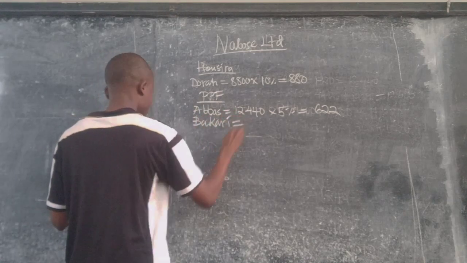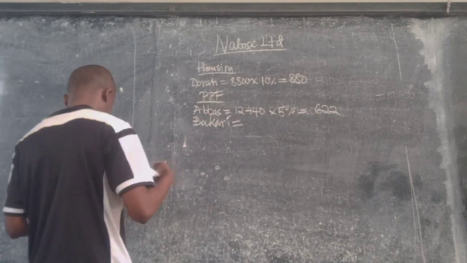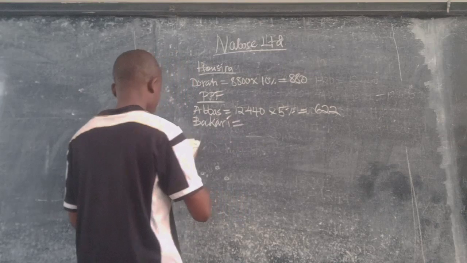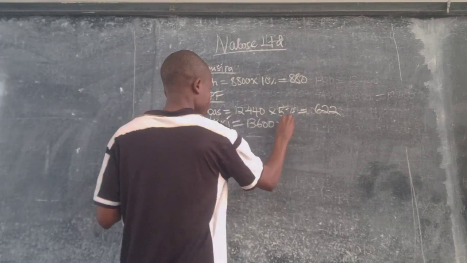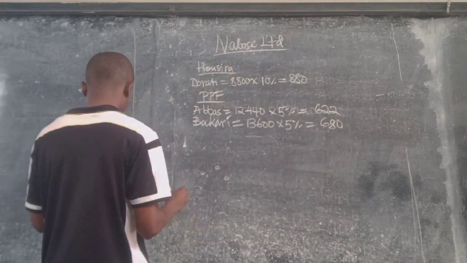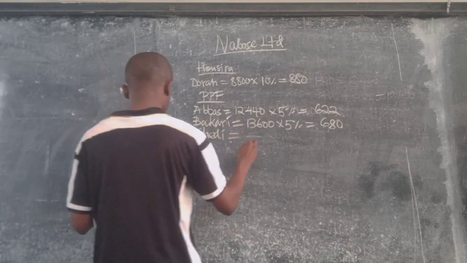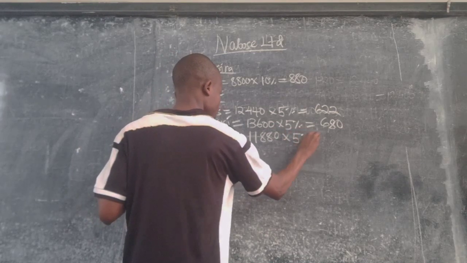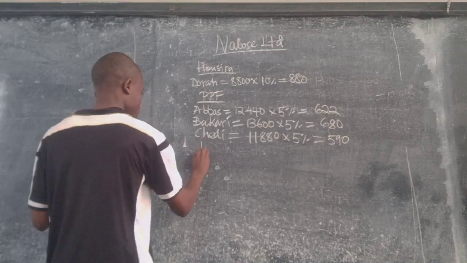Then for Bakari, take the gross pay. Bakari's gross pay was 13,600. Do you remember? So you take 13,600 times 5%, which was the employee's contribution. Your answer will be 680. So you take gross pay times the percent which you were given. For Chedi, gross pay 11,880 times 5%, you will get 590.